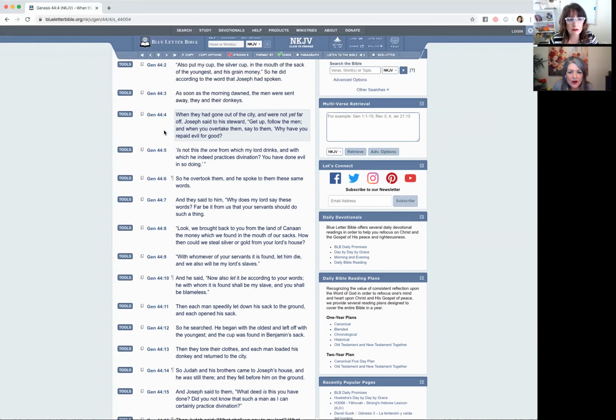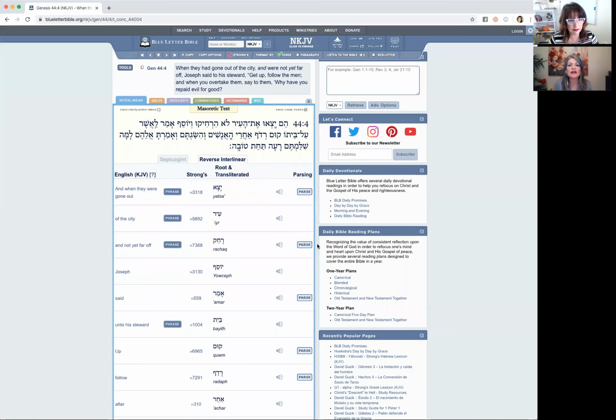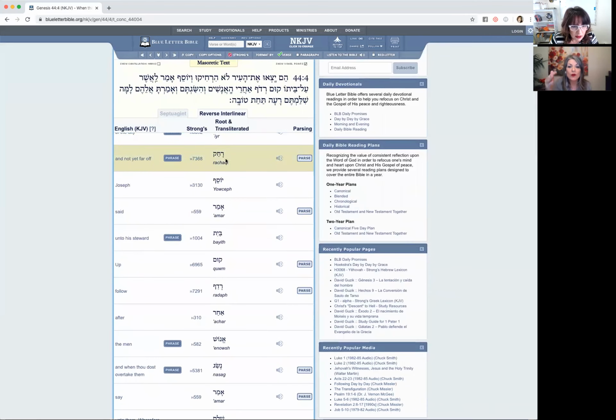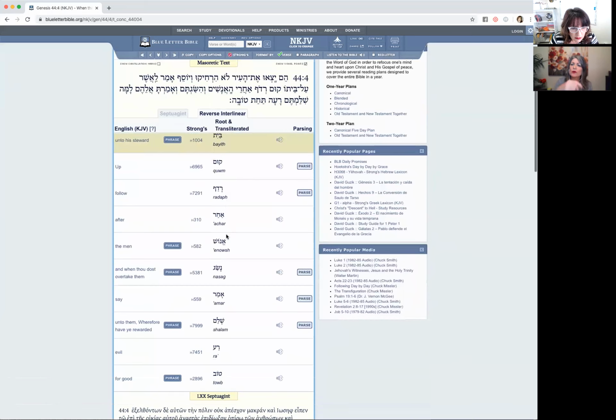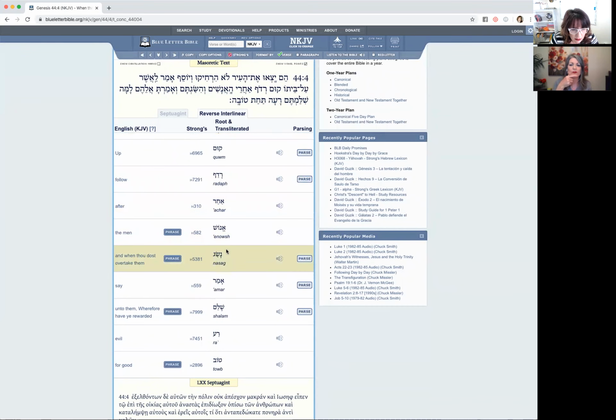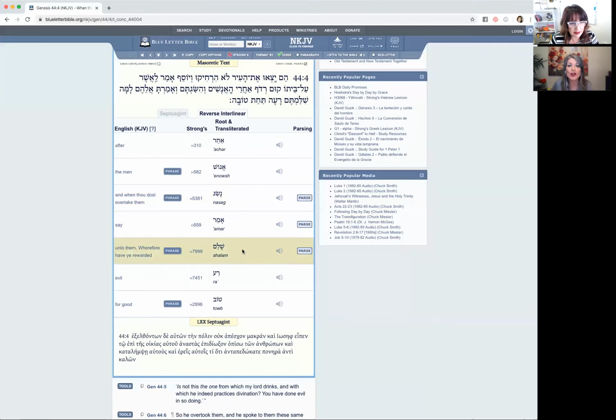Okay, so I'm looking for where is the word shalom. I don't see it. Let's click on the scripture. We're going to tools and interlinear. We're going to look at that scripture and we're going to scroll down the words. Where is the word peace? I don't see the word peace. But the word shalom is there. There you go. So you just scroll down the scripture until you find the word that you're looking for, shalom, and there you go. And how it's translated in English is unto them, wherefore have you rewarded.